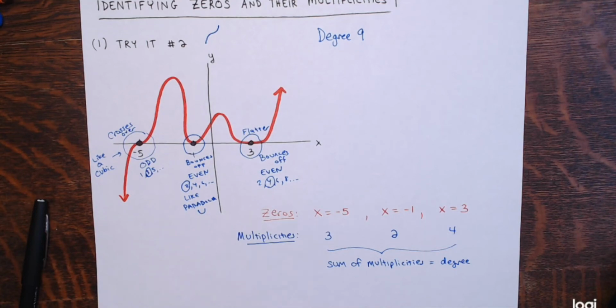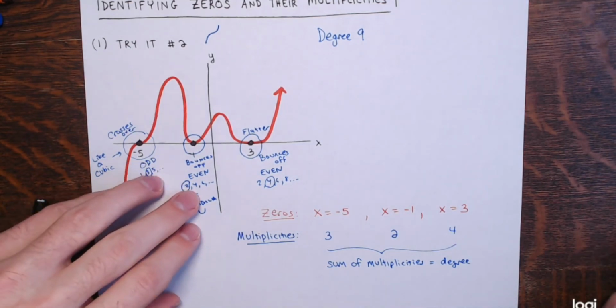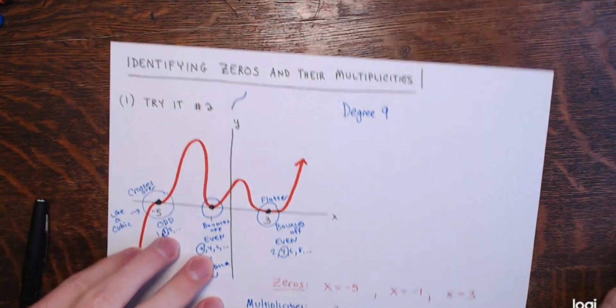All right, so that was try it number 2. Now I just have some examples right now, and again, they're taken directly from the text. You'll have to go searching for them if you want to see exactly where I just wrote them out.